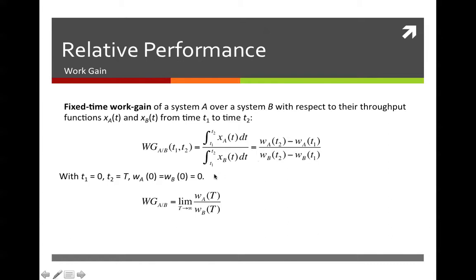Now if we let T1 equal to 0 and T2 equal to capital T, and the work function at 0 for A and B both are equal to 0, then this formula reduces to this expression where we're taking the limit of work of A over T divided by work of B over T as T tends to infinity. So we look at total work done over an infinite amount of time and take the ratio. That's the work gain.